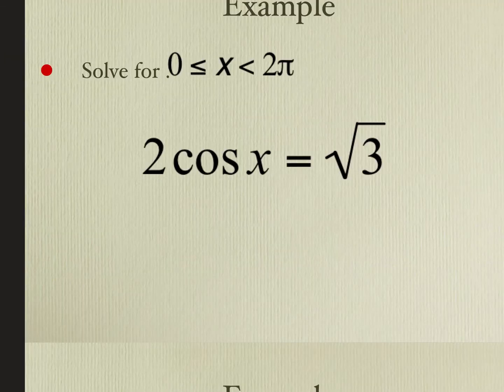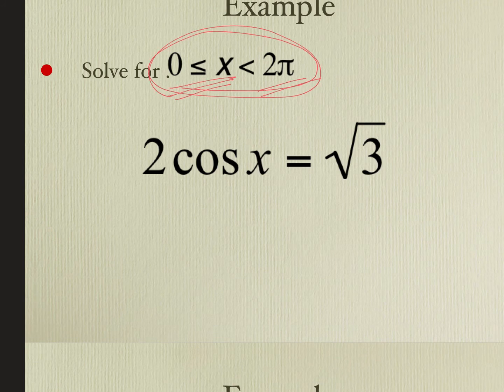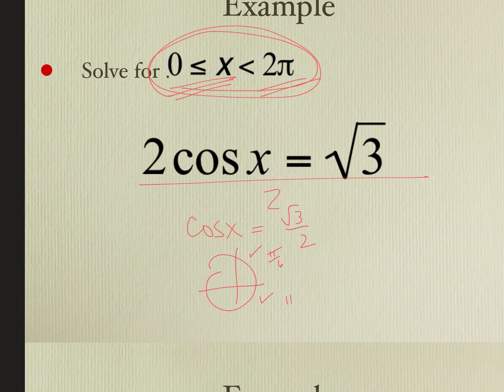All right, so this should be one of the fairly easy ones. It should look a lot like maybe example number 1. We are within one rotation about the unit circle. 0 is included, but 2 pi is not. So I'm going to divide this entire equation by 2. Cosine of x is equal to root 3 over 2. That happens in 2 quadrants. It happens in the first. It also happens in the fourth. The one in the first quadrant is pi over 6. The one in the fourth is 11 pi over 6.